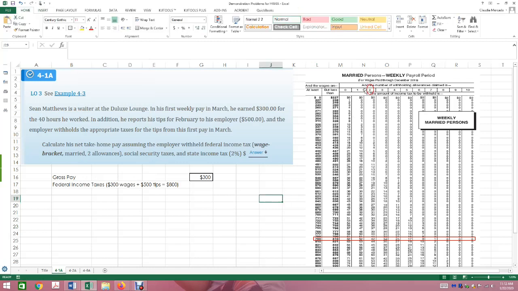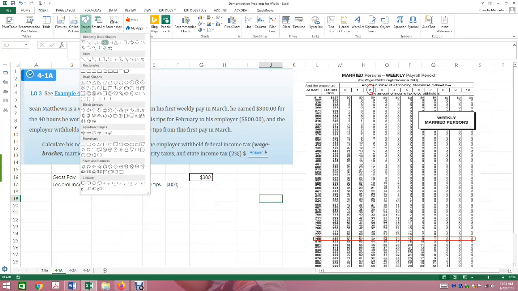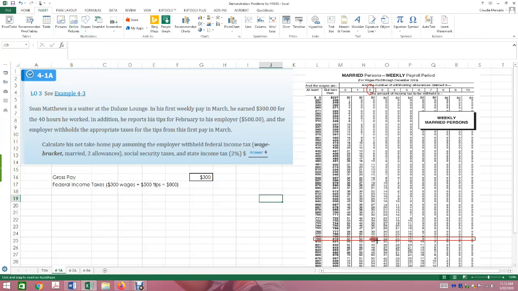Now I'm going to look at where it crosses. I've got 2 allowances, and between $799 and $810, because I'm looking for the $800 figure. It's between that range, so my 2 is going to fall on $42. So that is the federal income tax amount that I am going to withhold. $42 right there. This is the amount I'm withholding.